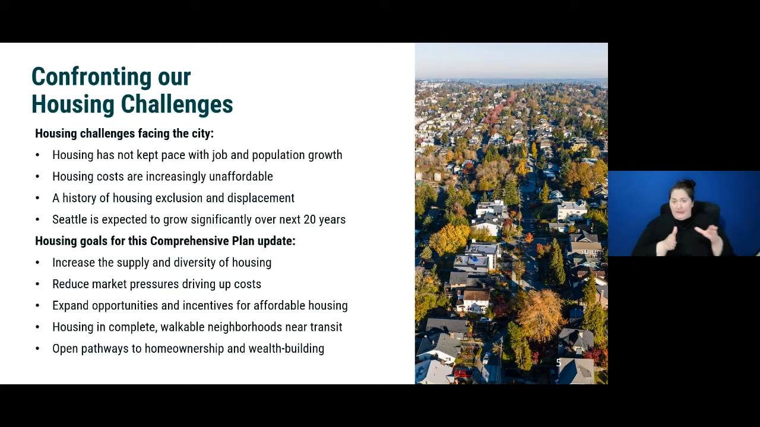And with that, our goals with this update are to increase the supply and diversity of housing, to reduce market pressures that are driving up costs, to expand opportunities and incentives for affordable housing, to plan for housing in complete walkable neighborhoods, especially near transit, and finally, to open pathways for homeownership and wealth building for all Seattleites. You will see these themes reflected in the growth strategy that we'll be describing tonight, and we welcome your questions and comments as we work toward confronting our housing needs into the future.